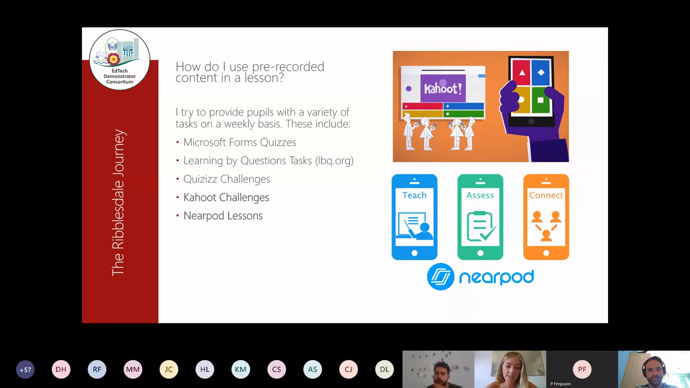So Microsoft Forms quizzes, which are really good because they're self-marking and they give you some overall analysis as well. Then we use something called Learning by Questions, which is a fantastic resource and gives the pupils loads of feedback as well. So I try and incorporate some of that. There's loads of different platforms out there for different quizzes. But the two that I'm focusing on at the moment are Kahoot and Nearpod. And that's because I feel like those platforms give you the opportunity to put a full lesson together rather than having separate bits of instruction and tasks.